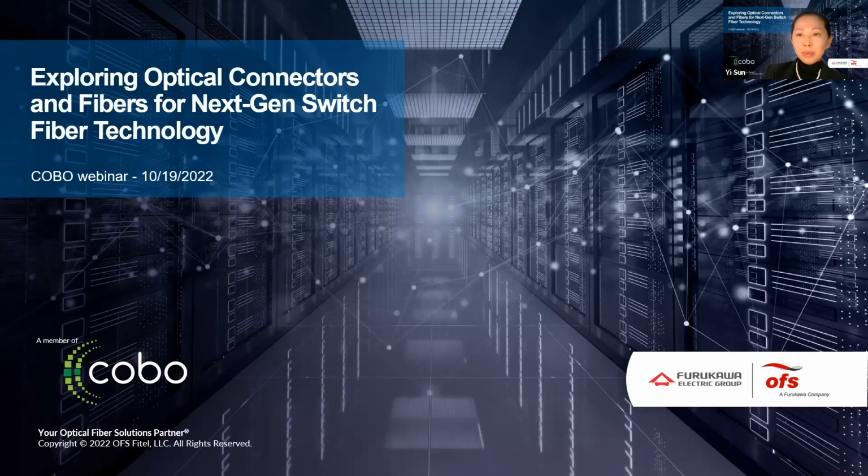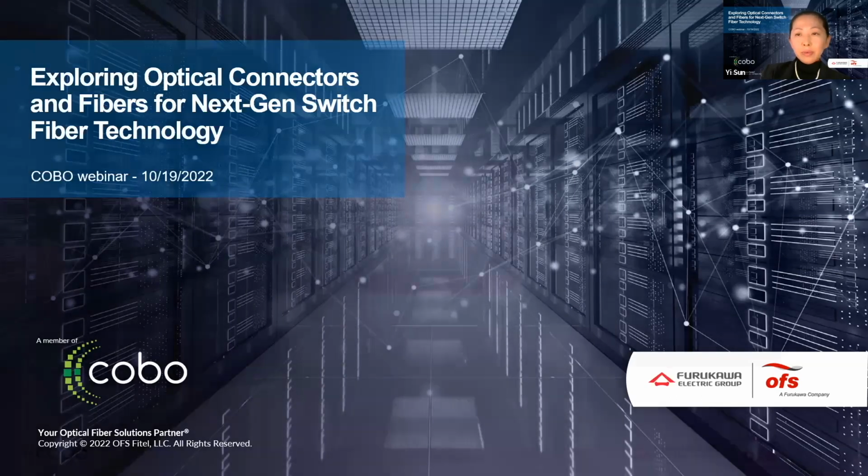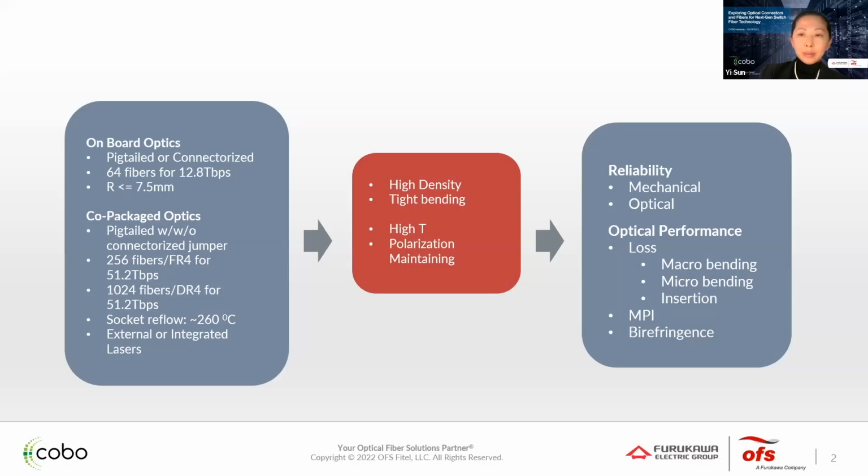You just heard an excellent review of the architecture of the next generation switches and high density connector technology. In the next 20 to 25 minutes, Mahmoud and I are happy to share the fiber technology. We start with an overview and then highlight with some examples. As Bulent just mentioned, in onboard optics and co-packaged optics, there is a very short piece of fiber inside the switch box between the module or the OE chip and the front panel connector connecting to the rest of the data center.